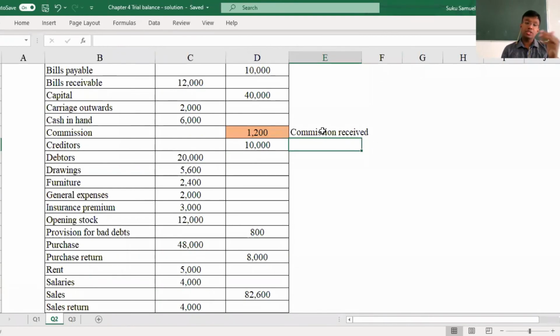Now, had this commission come on the debit side, what would that mean? Commission would be an expense. When will commission be an expense for you? When you pay commission. So it would be commission paid and it would be on the debit side. But in this case, we know that it is commission received, and commission received will fall on the credit side. So that is how we found this. This is how we will go about with the preparation of the trial balance.